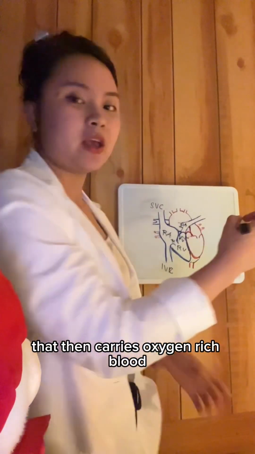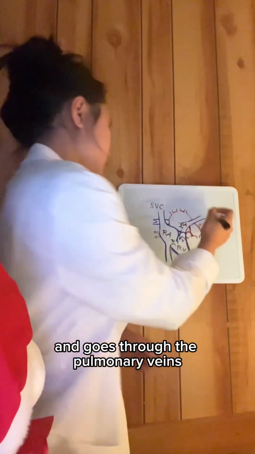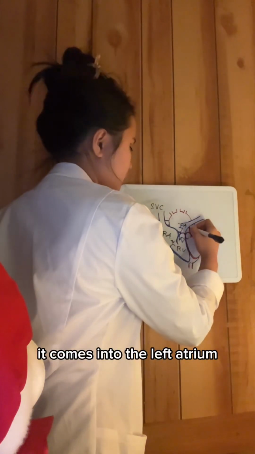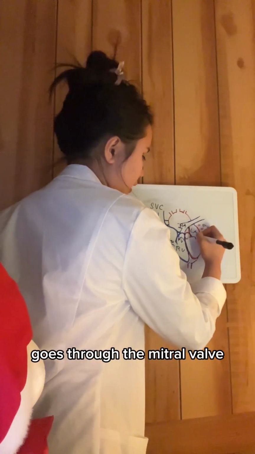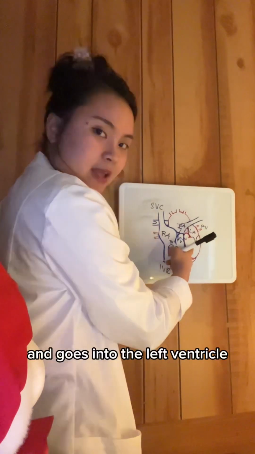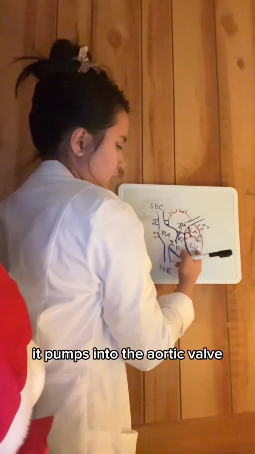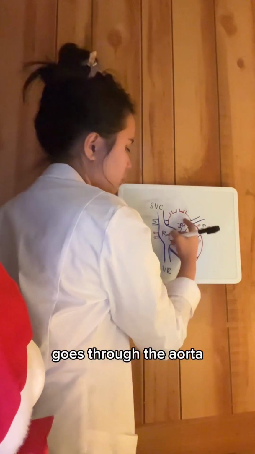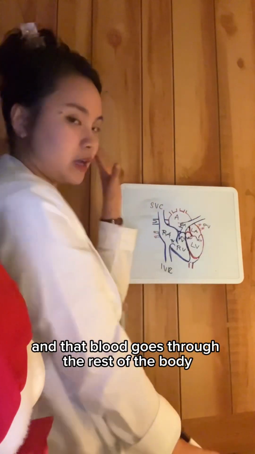That then carries oxygen-rich blood and goes through the pulmonary veins. It comes into the left atrium, goes through the mitral valve, and goes into the left ventricle. It pumps into the aortic valve, goes through the aorta, and that blood goes through the rest of the body.